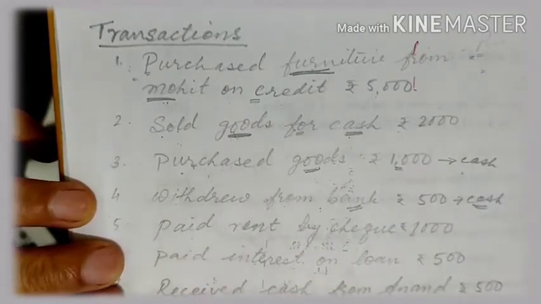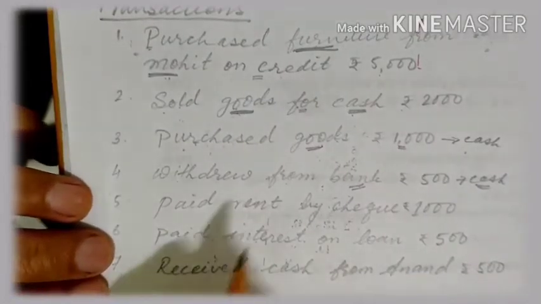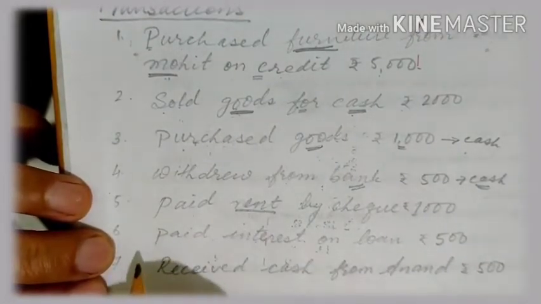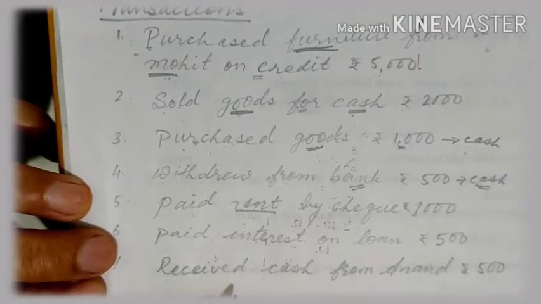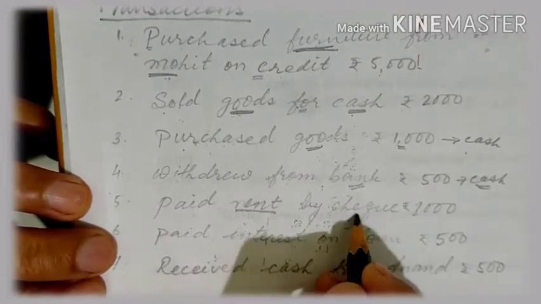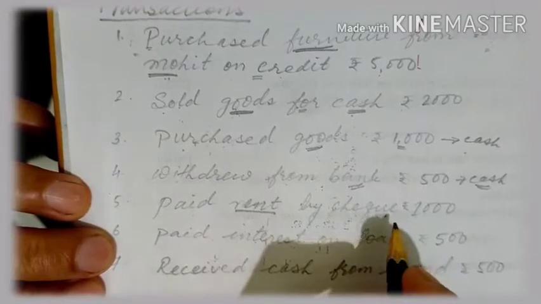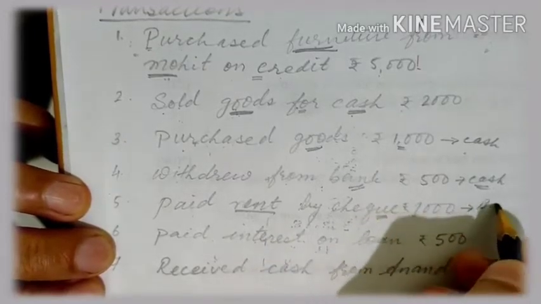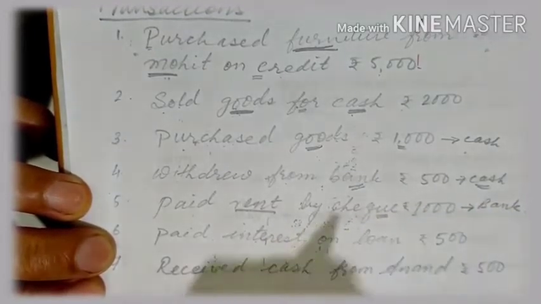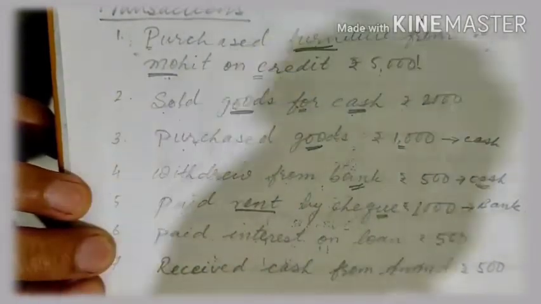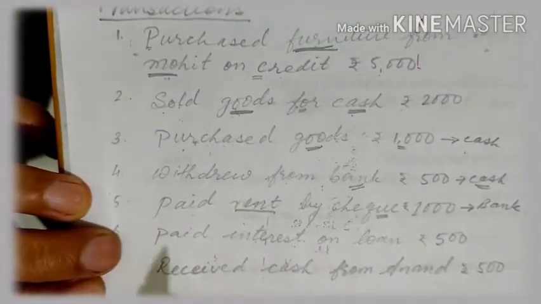Paid rent by check. What is paid? Rent. To whom? To someone else. How is it paid? By check. Whenever you get the term check, we use the word bank because the payment will be made from bank. Money will go out from bank account.